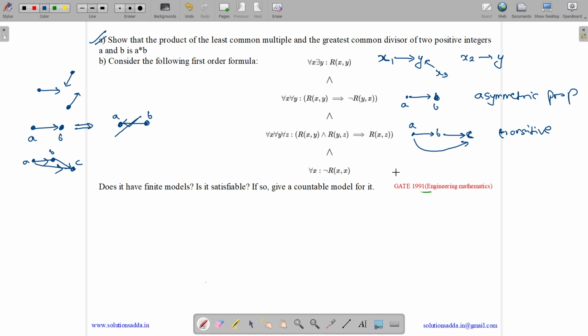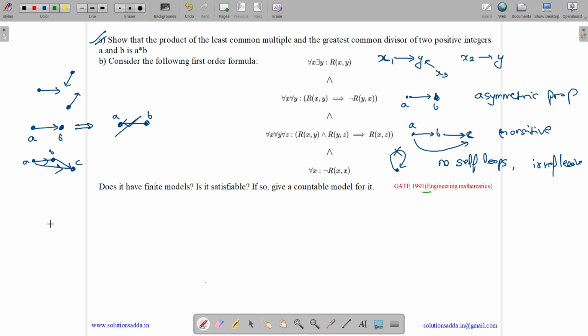X is not related to x, which means in terms of the vertex, we cannot have a self loop. No self loops. Or we can say irreflexive relation. Now we can easily see that we cannot have a graph with all these properties.